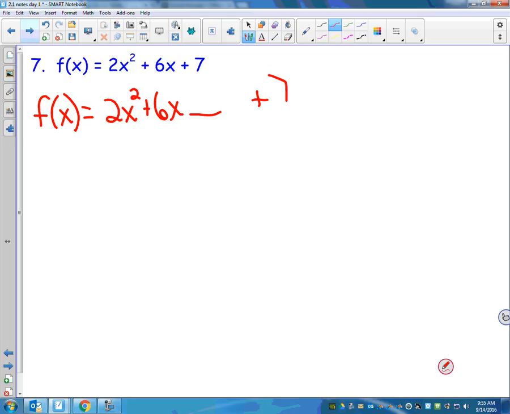So, I cannot divide by 2, but what else could I do to take 2 out of that? Start with the f. It always works. It's always that.